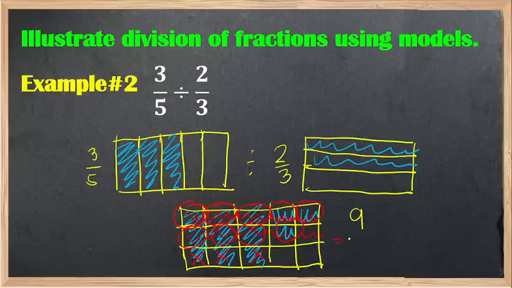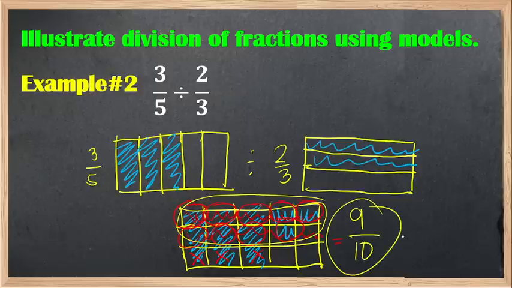So 9, and then as you can see, we're going to focus on the 2/3 part. So this one is the 2/3 part. How many equal parts to get the whole? 10. So therefore, the answer is 9/10. Okay?